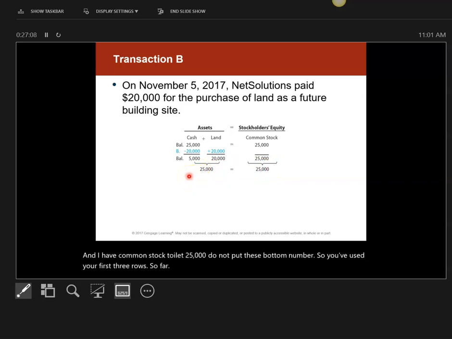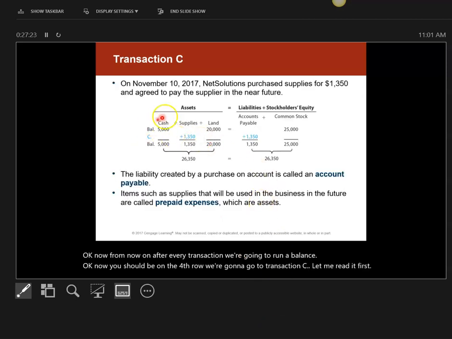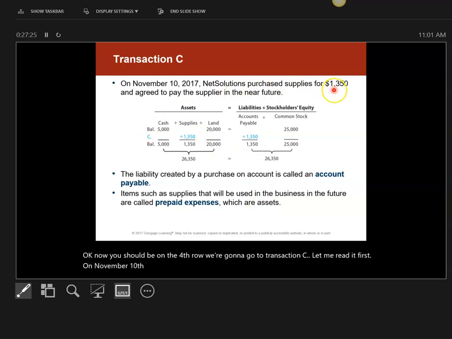Okay, now from now on, after every transaction, we're going to run a balance. Now you should be on the 4th row. We're going to go to transaction C. Let me read it first. On November 10th, Net Solutions purchased supplies for $13.50 and agreed to pay the supplier in the near future.